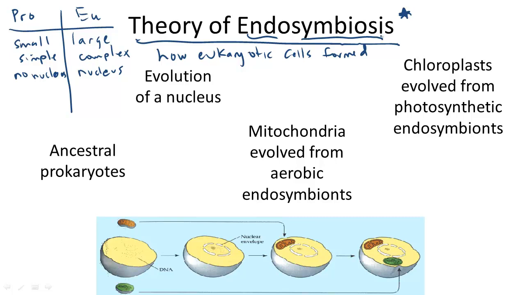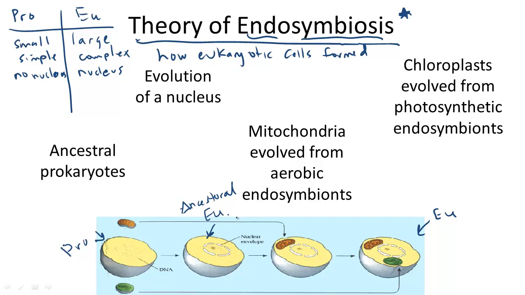So the theory basically states that eukaryotic cells, such as those seen here, evolved when early prokaryotic cells, like those seen here, developed a symbiotic relationship with the ancestors of these eukaryotic cells. So maybe these are the ancestors, and I'll put ancestors here, of ancestral eukaryotic cells. Okay, so let's explain.